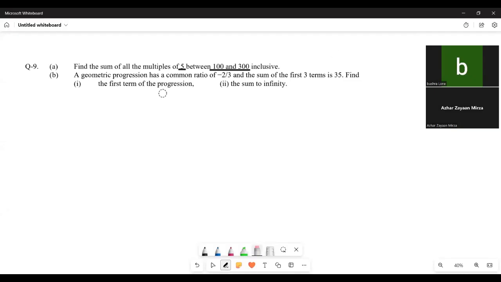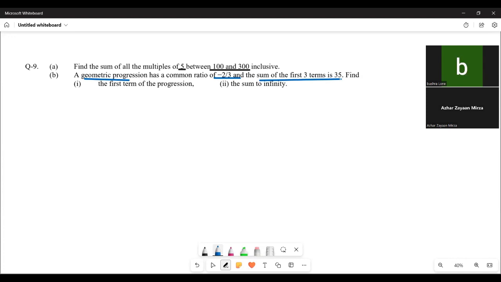Just notice that this is the same as question number 3 part B. So we've already done this, but I'm glad both of you got it right. Okay, so geometric progression part B: a GP has a common ratio of minus 2/3 and the sum of the first 3 terms is 35. Find the first term.